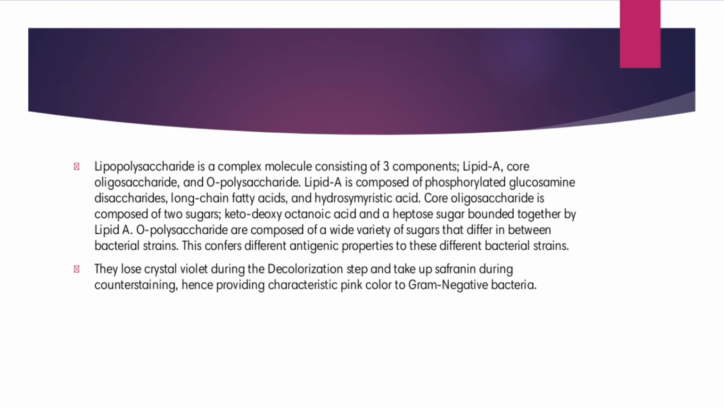Lipopolysaccharide is a complex molecule consisting of three components: lipid A, core oligosaccharide, and O polysaccharide. Lipid A is composed of phosphorylated glucosamine disaccharide, long chain fatty acids, and hydroxymyristic acid. The core oligosaccharide is composed of two sugars, ketodeoxyoctonic acid and heptose sugar, bonded to lipid A. O polysaccharides are composed of a wide variety of sugars that differ between bacterial strains. This confers different antigenic properties to different bacterial strains. They lose the crystal violet during the decolorization step and take up safranin during counterstaining, hence providing the characteristic pink color to gram-negative bacteria.